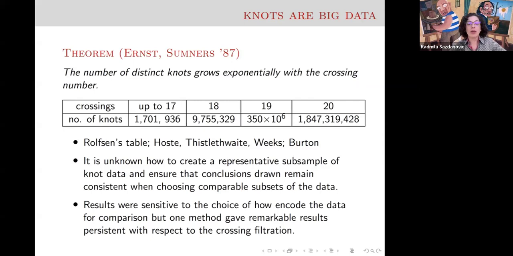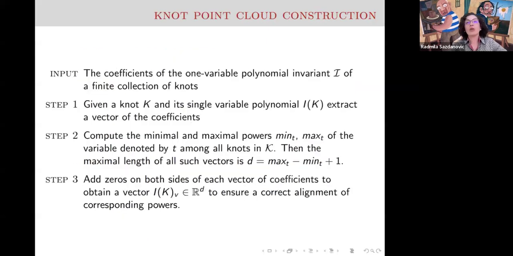And one thing that we've encountered is that the results that we obtained were sensitive to the choice of encoding. But what I'm going to talk about now is one particular way we encoded things that actually gave us really good results and was actually stable. So how do we construct point clouds from these invariants? I'm going to pick an invariant, let's say a polynomial invariant, so maybe Jones or Alexander, and my input is going to be the coefficients of these polynomials.